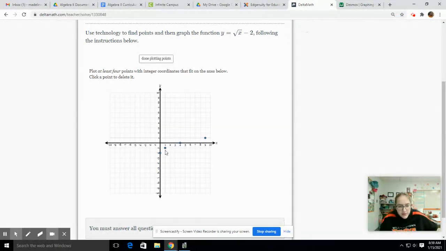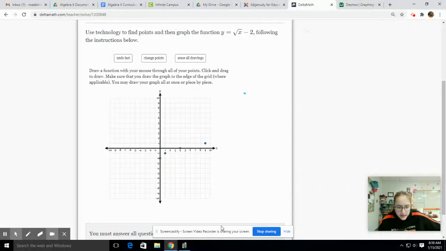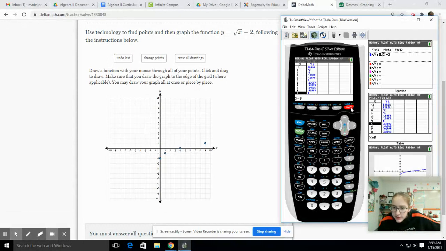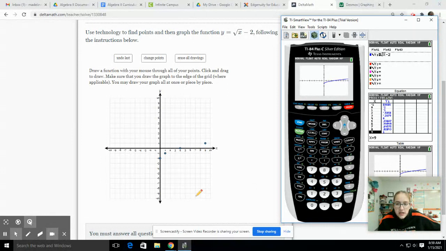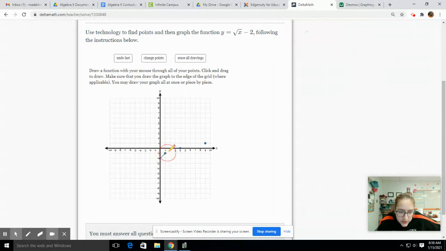So now that I have my 4 points, I'm going to hit done plotting points. And then, oops, this little blue dot's really going to bother me. Okay. And then I'm going to go back to my graph over here, and it shows that it kind of looks like this. So I'm going to want to do my best to replicate this image over here in Delta Math. So it gives me a little pencil, and then I'm just drawing to make sure that I go through all of these points I've identified. And then I'm pulling my line all the way over until this little arrow shows up.